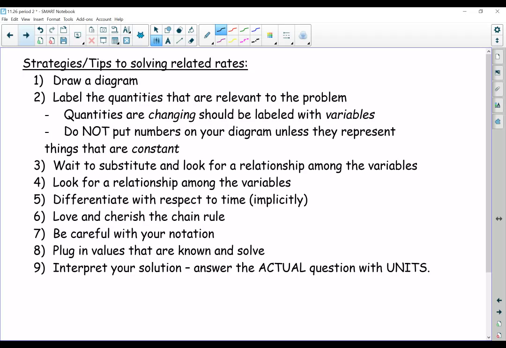Okay, so step 1 is to figure out what's going on. Step 2 is to write a relationship, write an equation for the variables. Step 3 is to take the derivative with respect to time. That's going to give us a related rates equation. Once you have that related rates equation, then all you're doing is plugging in the values that are known and solving it. And then the final thing you want to do is interpret your solution, answer the actual question with units. So we're going to practice some of these. And I'm going to show you how I set them up and how I do them. And then we go from there.